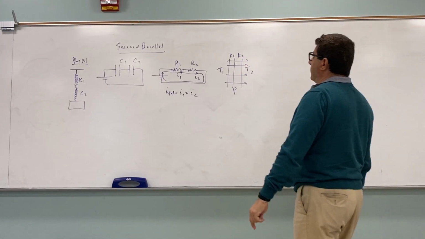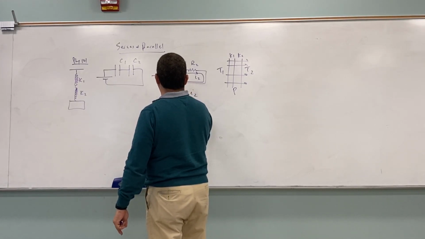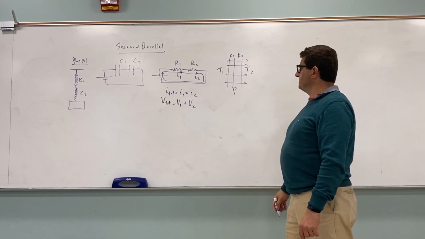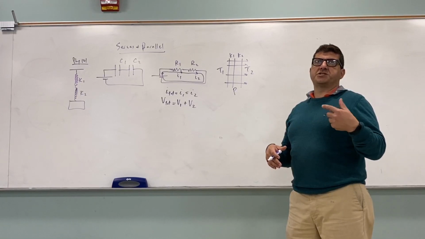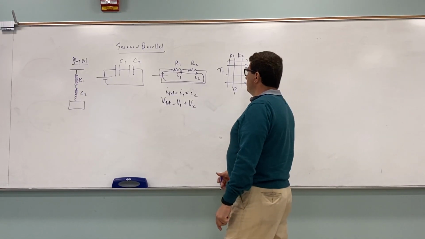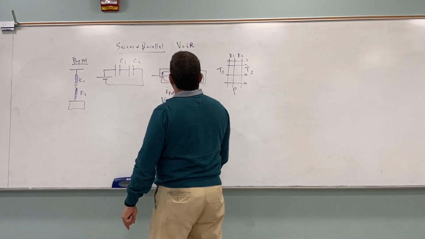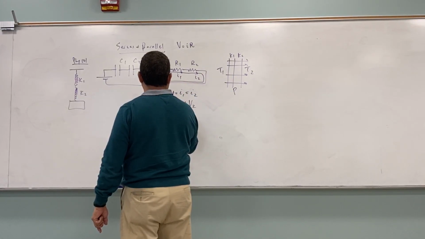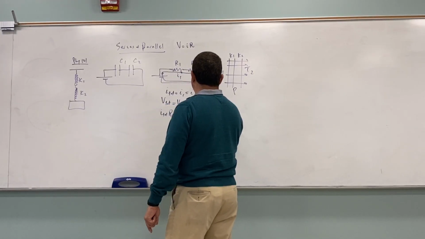So then what adds up? So then we can say the voltage of the battery is equal to the voltage across resistor 1 plus voltage across resistor 2. So the voltages in series add up, and the currents in series are the same. So then you use the equation, voltage is current times resistance. Then you can say V total is current total times R total. And then voltage V2 is I2 R2.